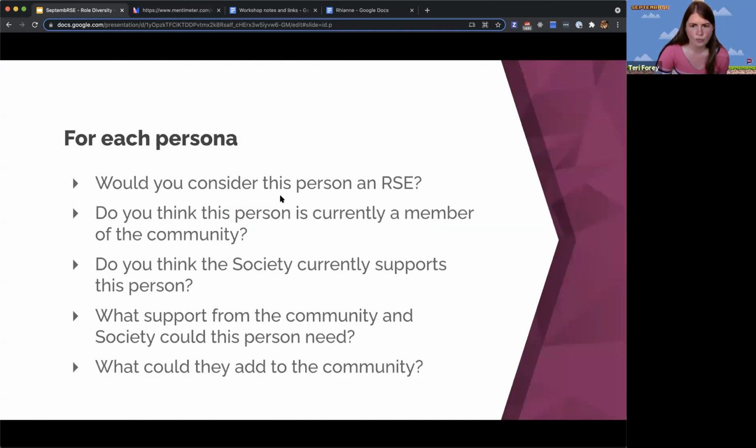And what we'd like you to do is, I am going to open up some breakout rooms in just a second. And then I would like you to, for each one of these breakout rooms and each persona, consider: would you consider this person to be an RSE? Do you think this person is currently a member of the community? Do you think the society currently supports this person? What support from the community and society could this person potentially need? And lastly, what could they add to the community?